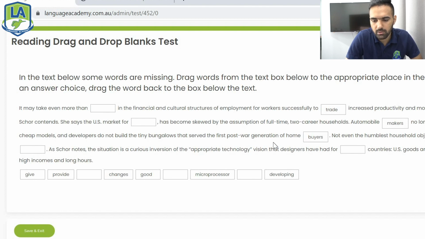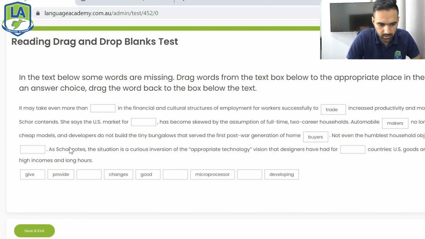Not even the humblest household object is made without a dash. Without a dash, not really sure. Let's move on. You'll have to use a noun over here. Alright, let's solve it this way. With articles, you use a noun. How many nouns do we have? Give, provide, changes. Good in one term can be an adjective. One term can be a noun as well. A good means a thing. Microprocessor is a noun as well. So either good or microprocessor.